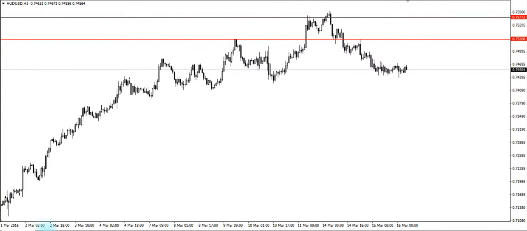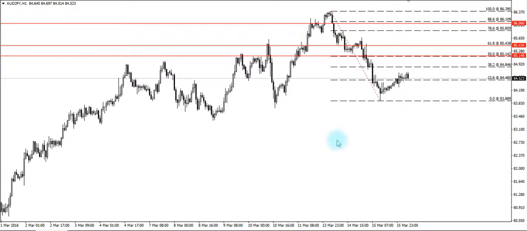Alright, so that's for the Australian dollar against the US dollar, and next we have the Australian dollar against the Japanese yen. So into the day one charts.